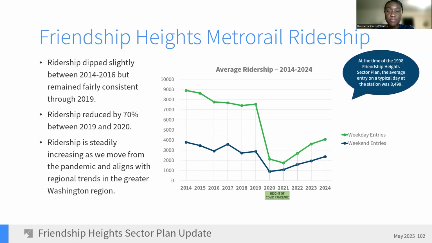When looking at ridership at the Friendship Heights Metro Rail Station, ridership slightly dipped in 2016, but remained fairly consistent up until the COVID pandemic, where ridership dropped by 70%. Similar to regional trends, ridership is steadily increasing as we have moved away from the pandemic. Additionally, within the last 10 years, Friendship Heights has remained the 4th highest Metro Rail station in Montgomery County, following Silver Spring, Shady Grove, and Bethesda.